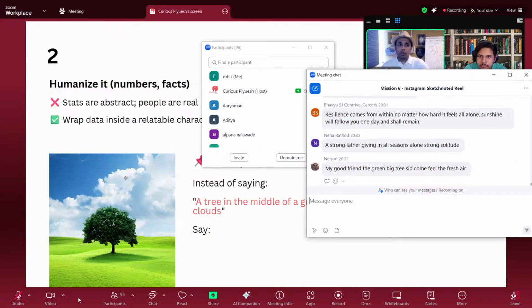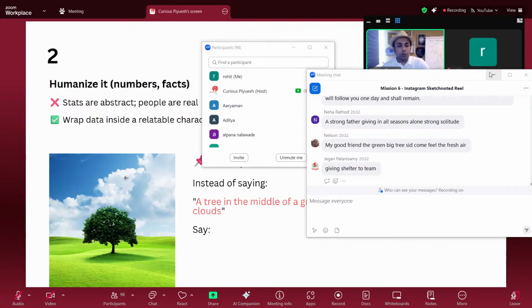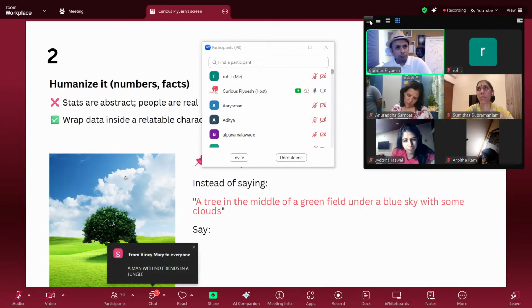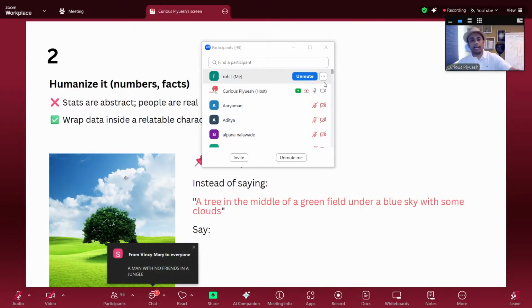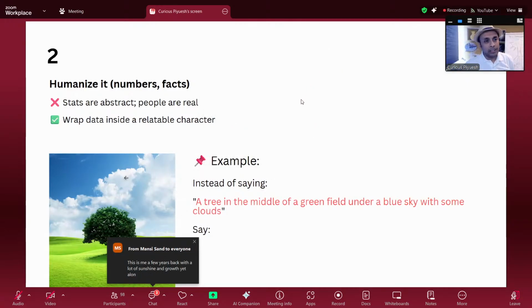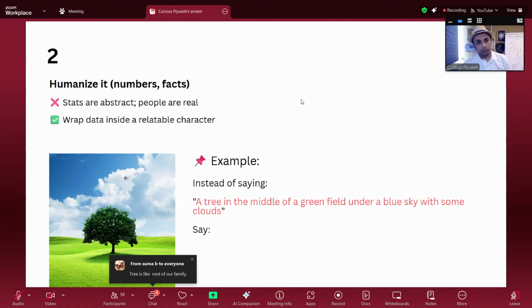Shailendra, maybe you are humanizing the tree with a human. Yeah, that's also correct. A strong father giving all, Neha, fabulous. Look at that. A strong father giving all seasons alone, strong solitude. So basically this tree is a father. Did I tell you already how you can metaphorize every object around you? So here a tree is a father.